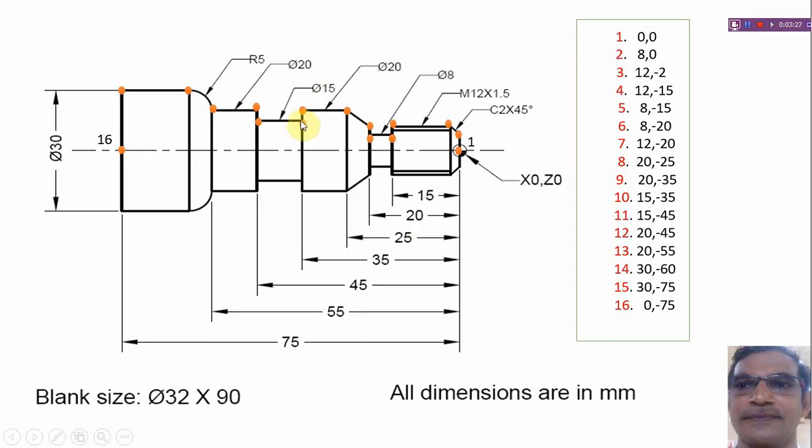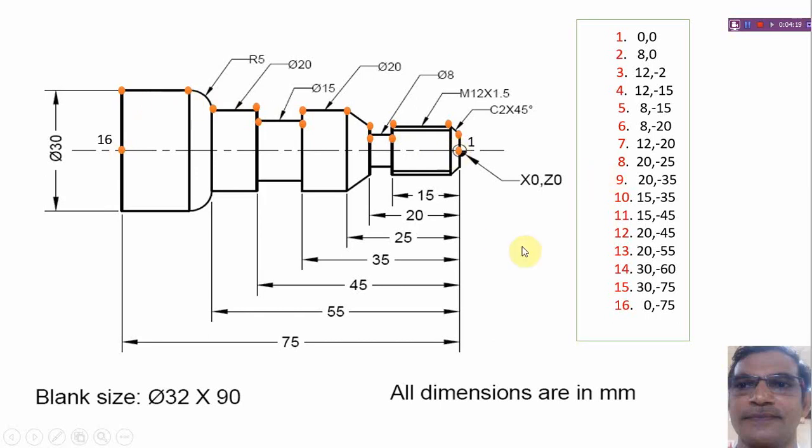Sorry, Z value. Here. 15, minus 45, 20, minus 45, 20, minus 55. This point will be 30, minus 60. Here the radius is given as 5 mm. This is 55 mm length, and whatever may be the radius, this distance also the same, so that we are getting minus 60 here. This is the last point. 30, minus 75, and we have to complete the profile with the axis once again 0, minus 75, so that start with 0, 0 and complete with 0, minus 75. Simply we are going to plot the points while creating the sketch.